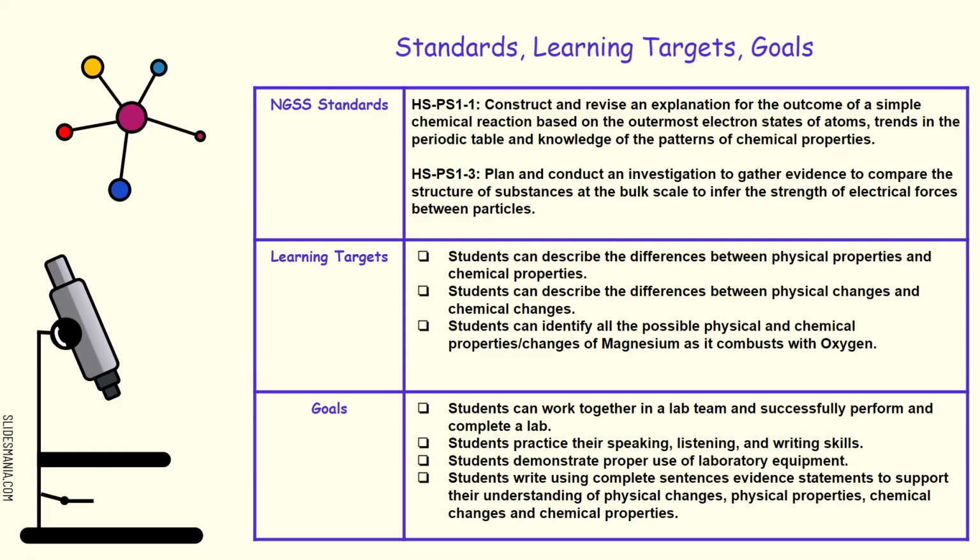The learning targets: the students can identify and describe the differences between physical properties and chemical properties, as well as physical changes and chemical changes. The way that I'll be assessing that is when students do a lab, which they will be burning magnesium with oxygen and seeing it combust.